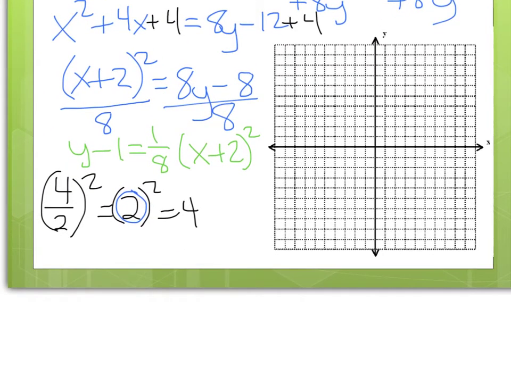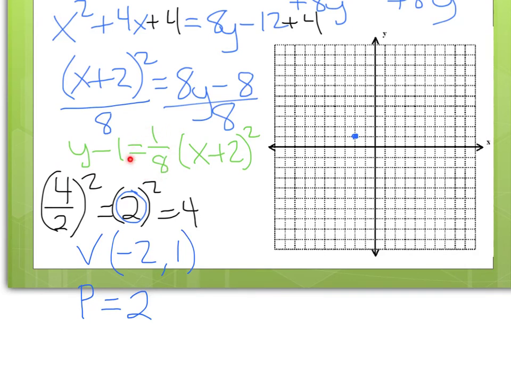My vertex is at -2, positive 1, and p equals 2. And that's because if we have 8 here, 8 equals 4p, which means that 4 times 2 would give me 8, so p is 2. The next question we need to ask is, which way does this graph open? Well, it starts with y, so we know it's going up or down.